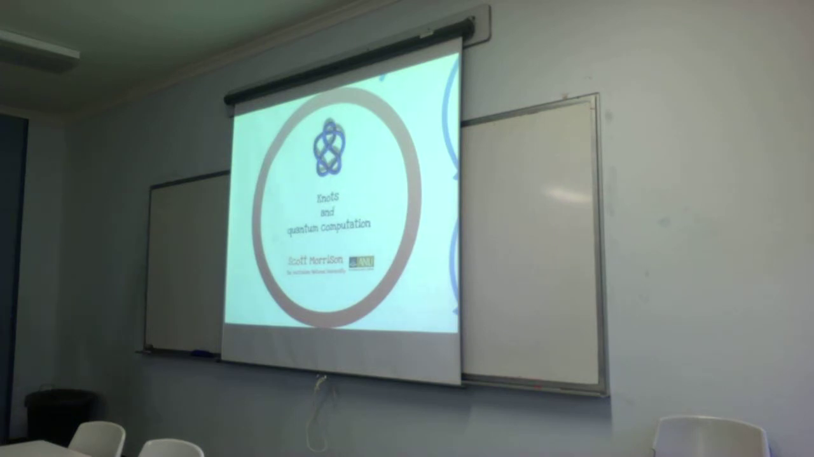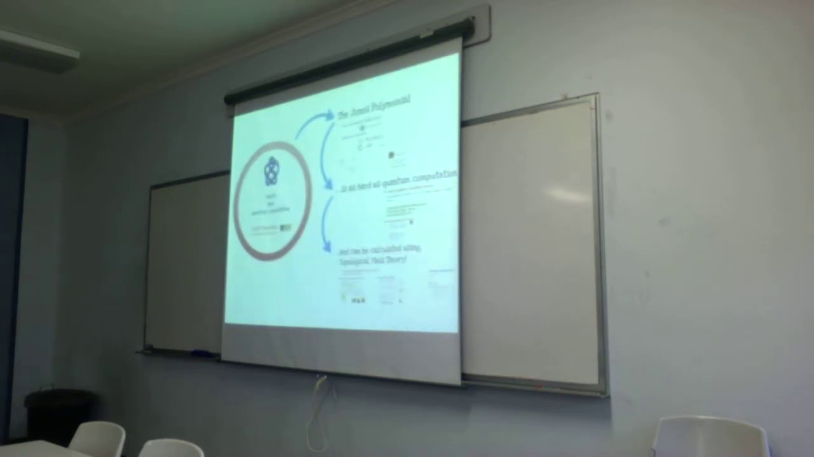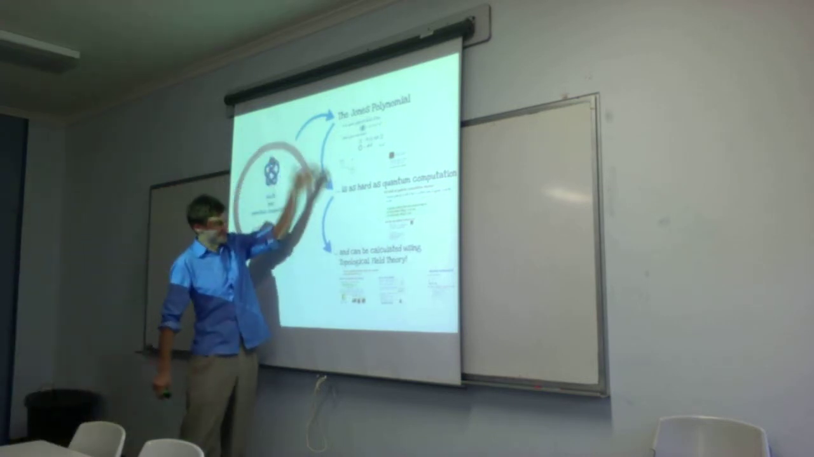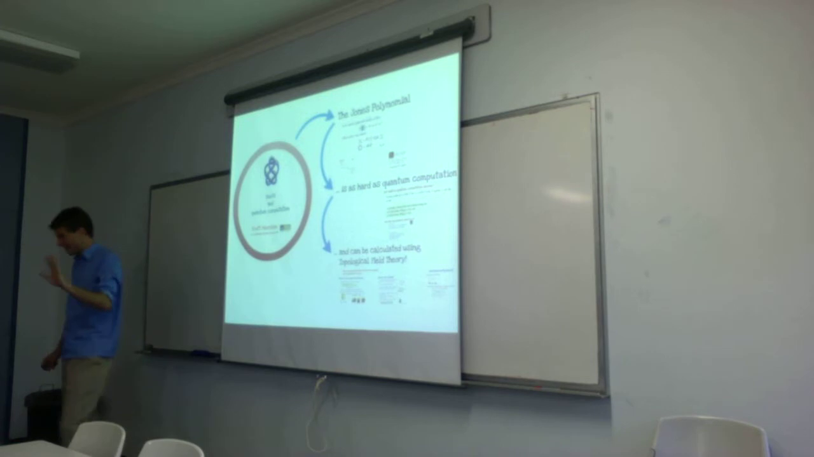So let's get started. If you only take away one sentence from this talk, it's this sentence that you can read from the titles of the different sections here. The Jones polynomial, whatever that is, we're going to talk about it in a moment, is as hard as quantum computation. And moreover, we can actually calculate the Jones polynomial using something called topological quantum computation. And at the end of the day, this is a story about how maybe we can really go and build an actual quantum computer. But it's also got a lot of fabulous mathematics along the way. And even if the quantum computers on our desks don't work out, there are some worthwhile things to think about.